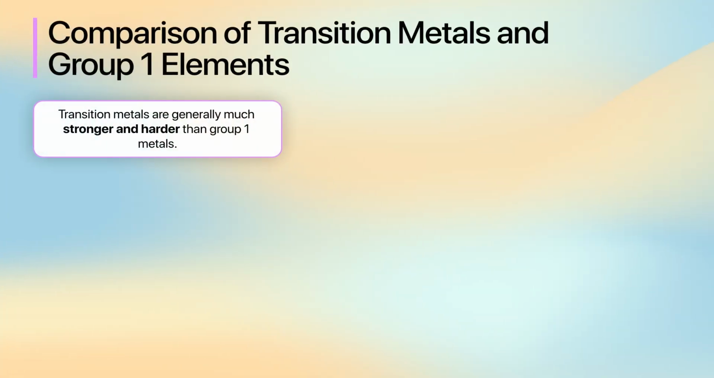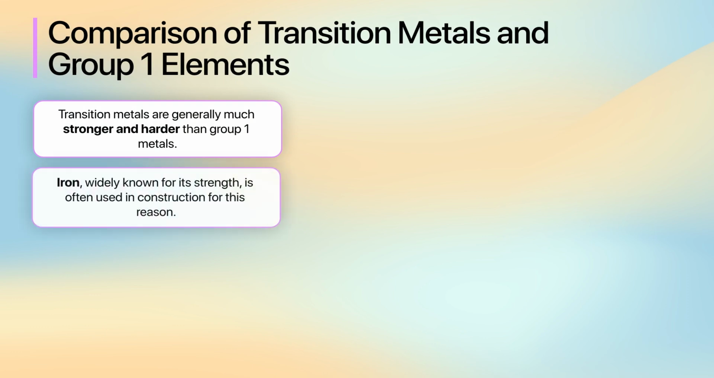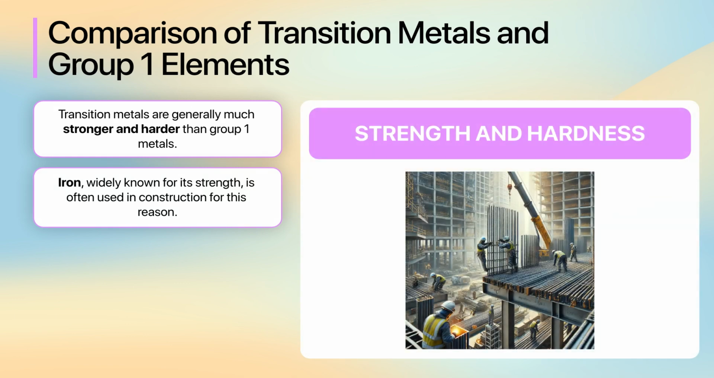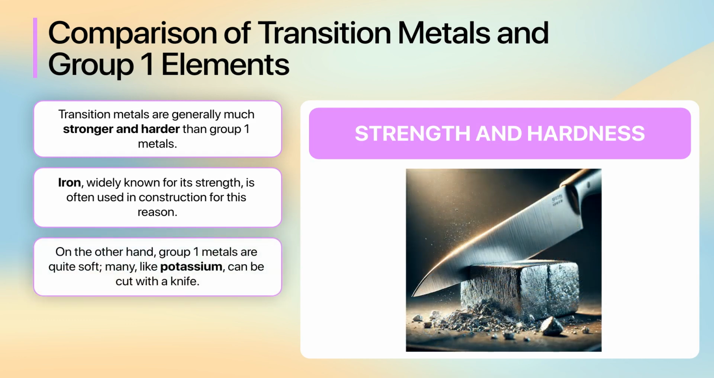Transition metals are generally much stronger and harder than Group 1 metals. Iron, widely known for its strength, is often used in construction for this reason. On the other hand, Group 1 metals are quite soft. Many, like potassium, can be cut with a knife.